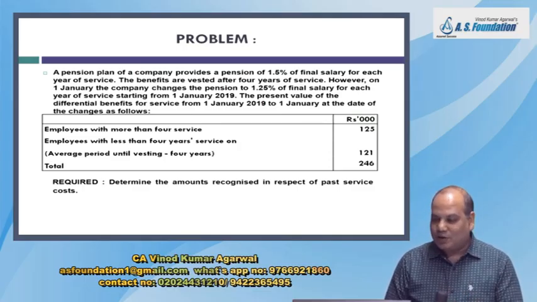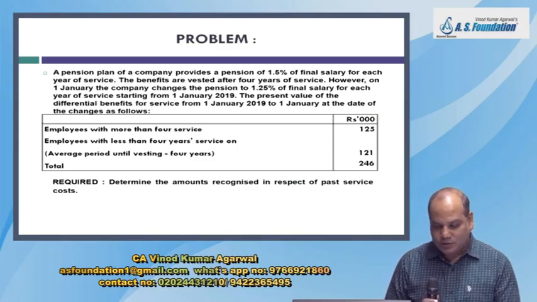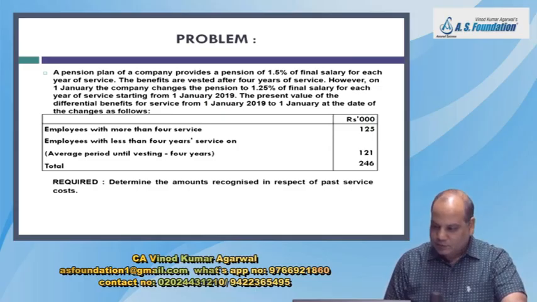So a pension plan of a company provides a pension of 1.5% of final salary for each year of service. The benefits are vested after 4 years of service. However, on 1st January, the company changes the pension to 1.25% of final salary for each year of service starting from 1st January 2019. The present value of the differential benefit for services from 1st January 19 to 1st January at the date of change are as follows.